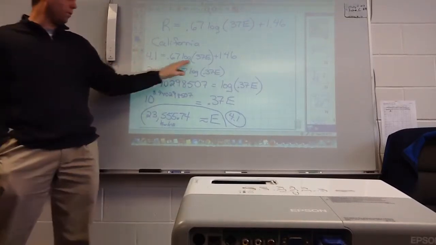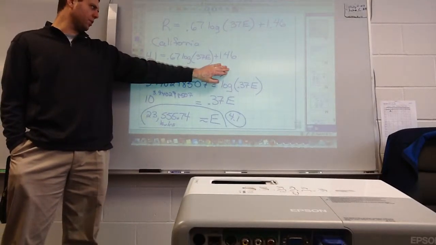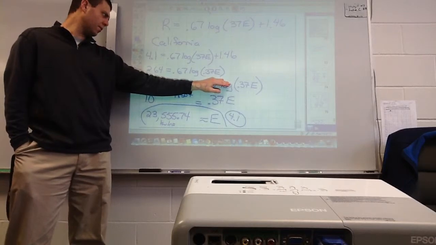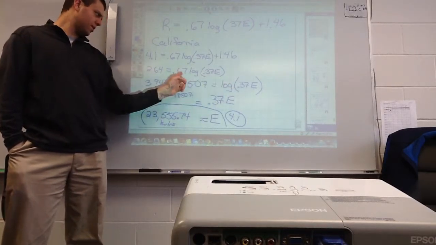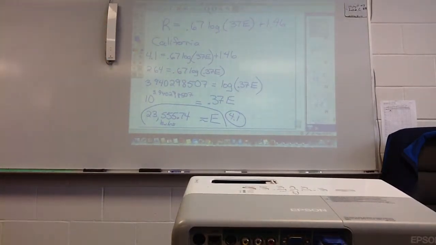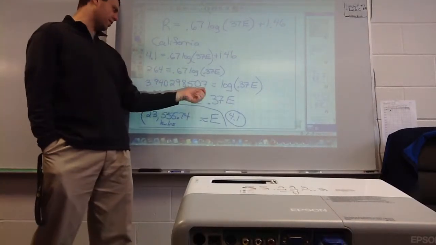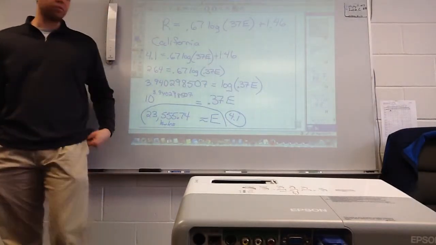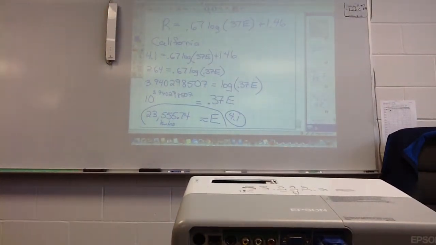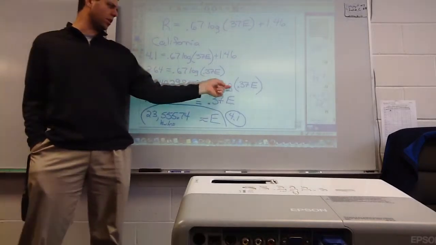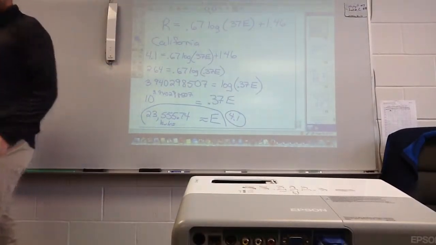So I plugged in 4.1. I'm solving for E. What do you think I should do next? Subtract the 1.46, so I did that. Then what do you think I should do? Divide by 0.67, yep. So here's where we're sitting: 3.9402, whatever, equals log of 0.37 E. We're at this stage where we have something equals the log of our variable, right?